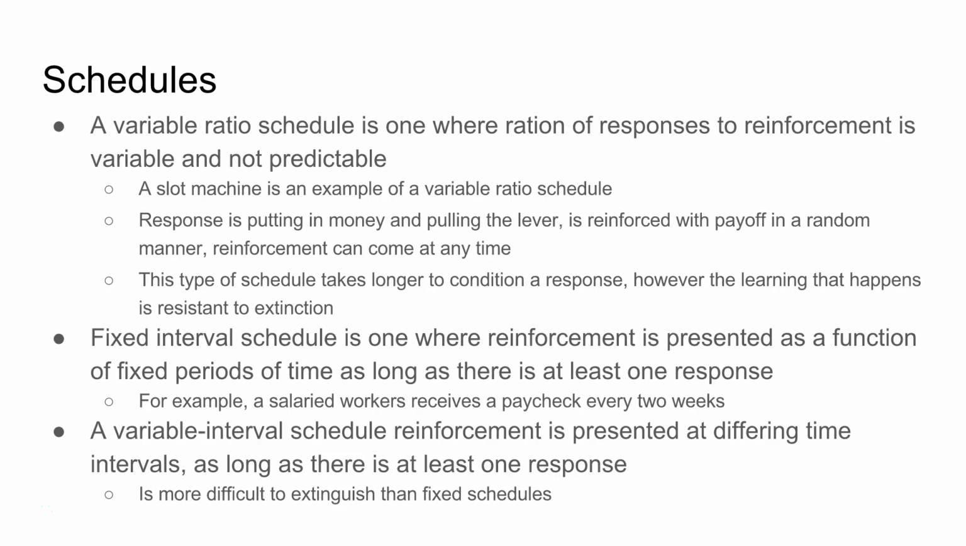You also have something called a variable ratio schedule, where the ratio of responses to reinforcement is not predictable. So an example of this is a slot machine. You put in money, you pull the lever, the reinforcement is payoff, but it's done randomly. Reinforcement can come at any time. Again, with the rat, you could just set a random number. The first time it could be 3 pulls of the lever, then it could be 20, then it could be 7, then 8, then 1, then 10, then 12. And it's random. They don't know when that reinforcement's coming, but they do know the reinforcement is coming.